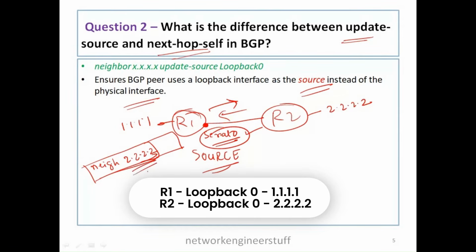Now, since we are using loopback interfaces of each other, again for R2 also we will use the same command. So we have to mention that the source here is not the physical interface, it is a loopback interface. So we have to use this command, update-source loopback 0. You have to configure it on both ends, on R1 as well as on R2, so that the BGP packets will be sourced from the loopback interface and not the physical interface, since we're using loopback IPs for establishing BGP neighborship. So this is, guys, one concept.